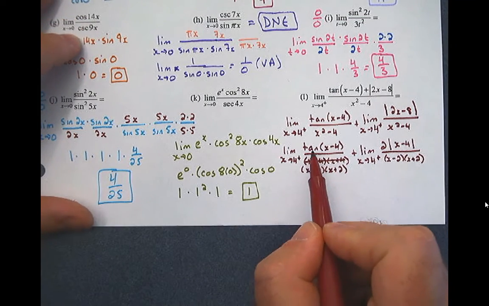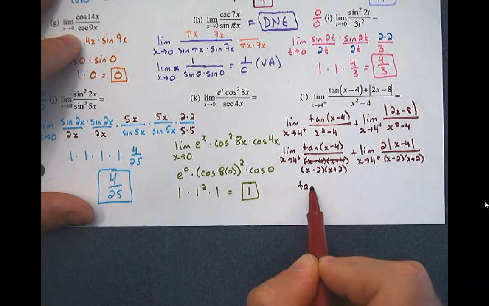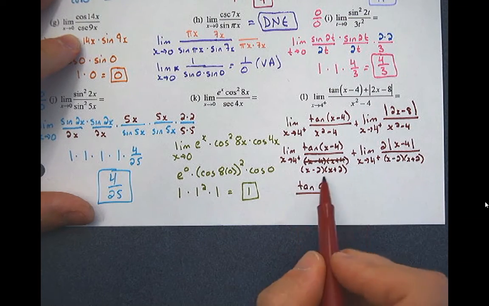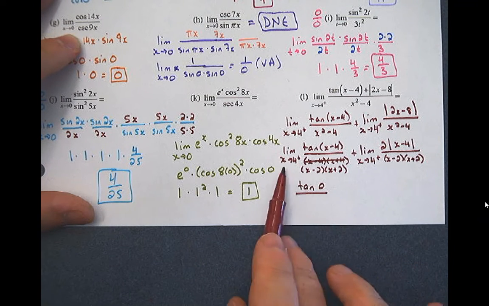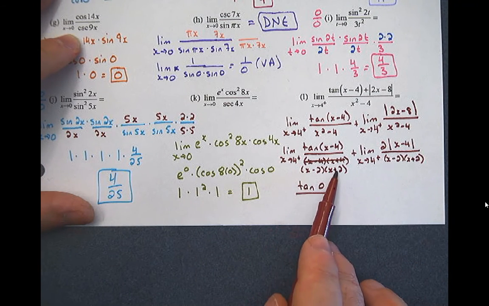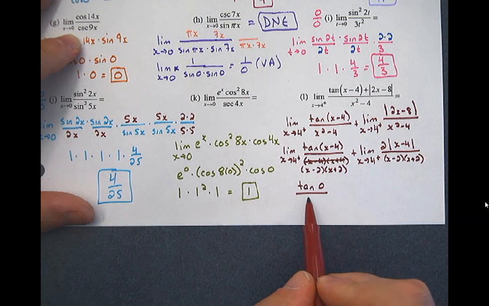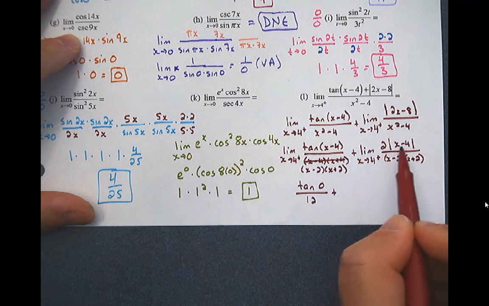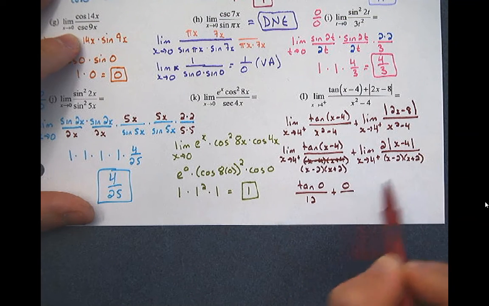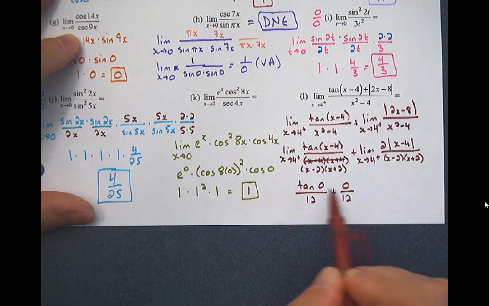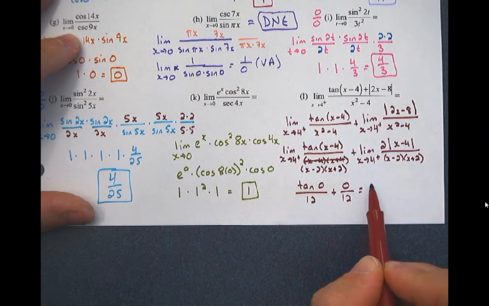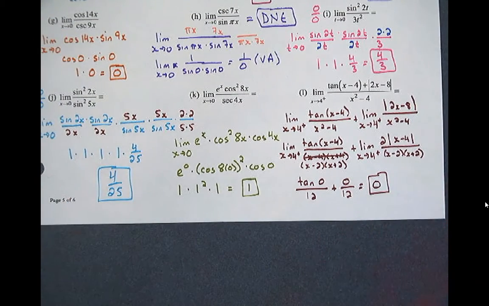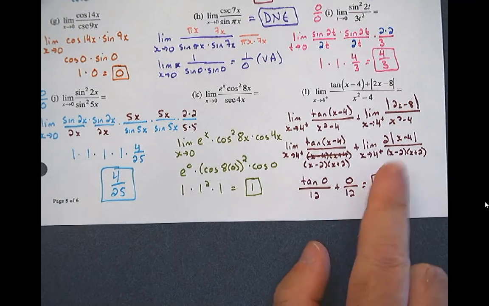Dadgummit. So this becomes tangent of 0, or 4 minus 4 is 0, over not 0, basically, right? So that would be 2 times 6, which would be 12, plus plug 4 into this, 2 times 0 is 0 over 12 again. So tangent of 0 is 0 over 12 plus 0 over 12 is 0. Dang, nabbit. Wasted all that time. That would have been a much cooler problem.